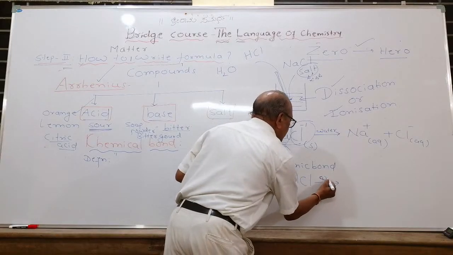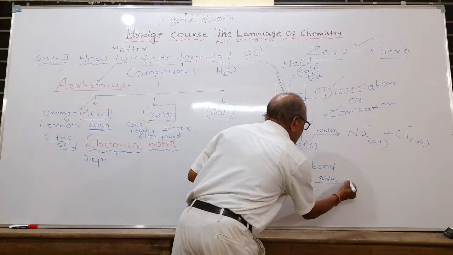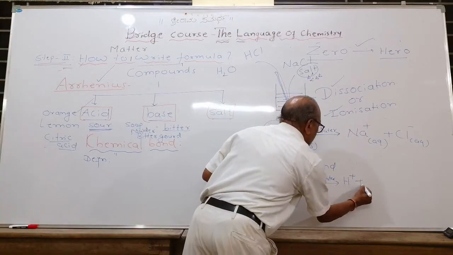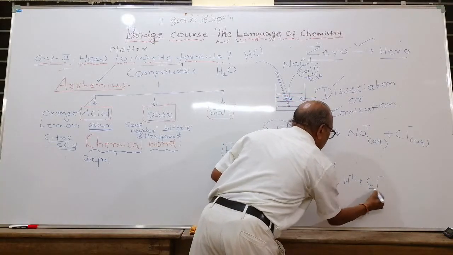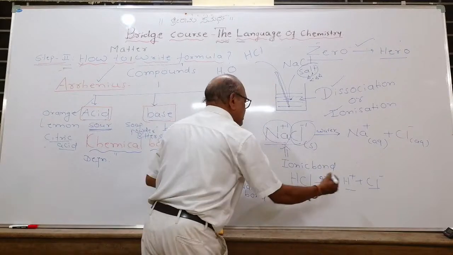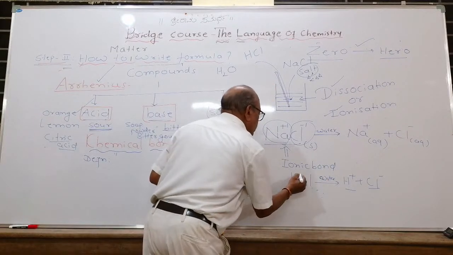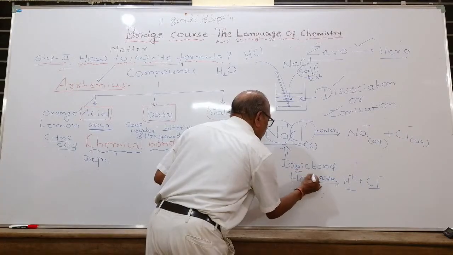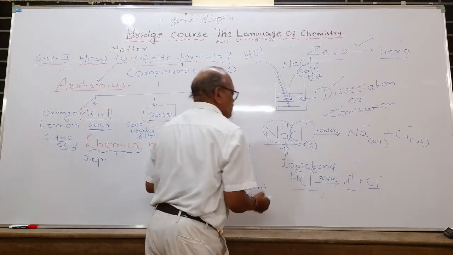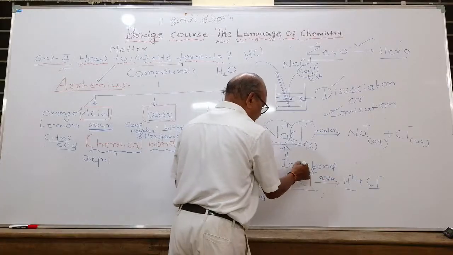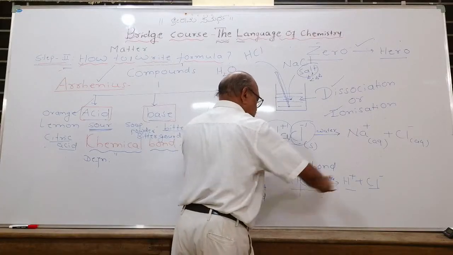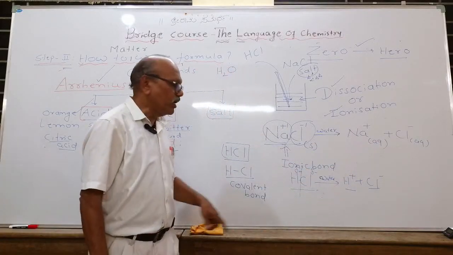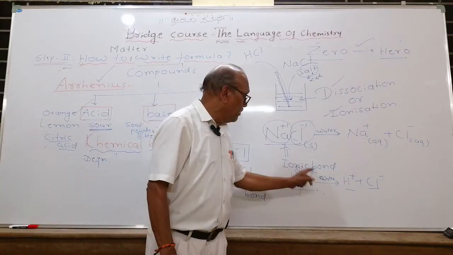In water, it will produce H plus ion and Cl minus ion. Ions are separated. Because HCl is a covalent bond, H will have a small positive charge and Cl will have a small negative charge. Water will enter between them so that both of them are separated. Water is doing the job of breaking the bonds.